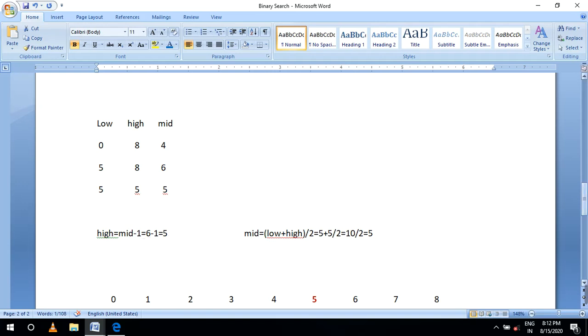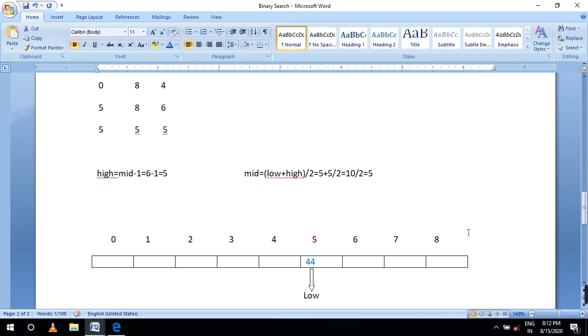You have calculated the mid value. Now the low value is 5, the mid value is 5, and the high value is 5. Why is the high value also 5? Because high equals mid minus 1, equals 6 minus 1, equals 5. Okay, if you calculate the mid value, 5 plus 5 divided by 2 equals 5. Now the searching element is 44.